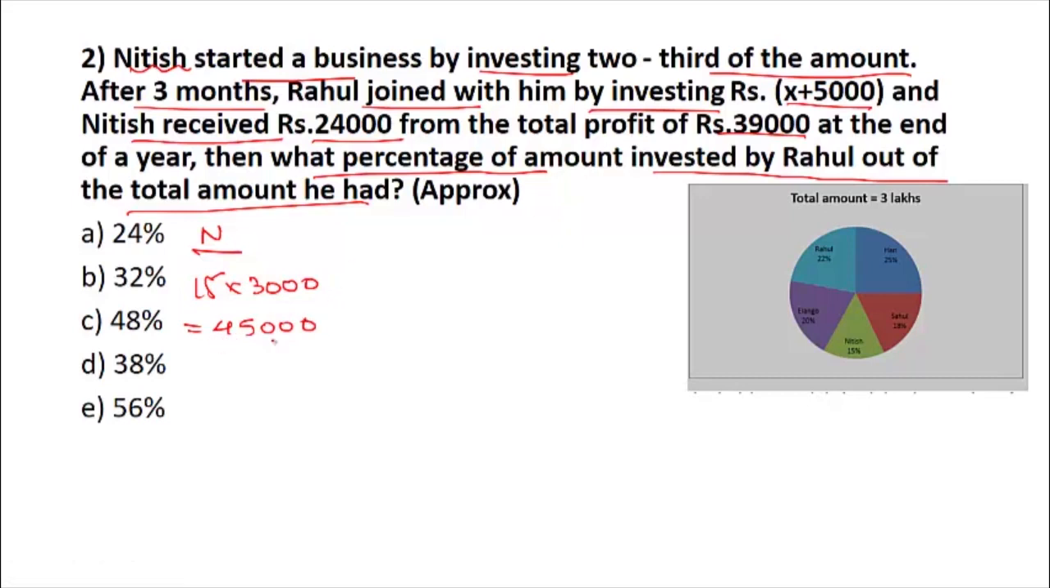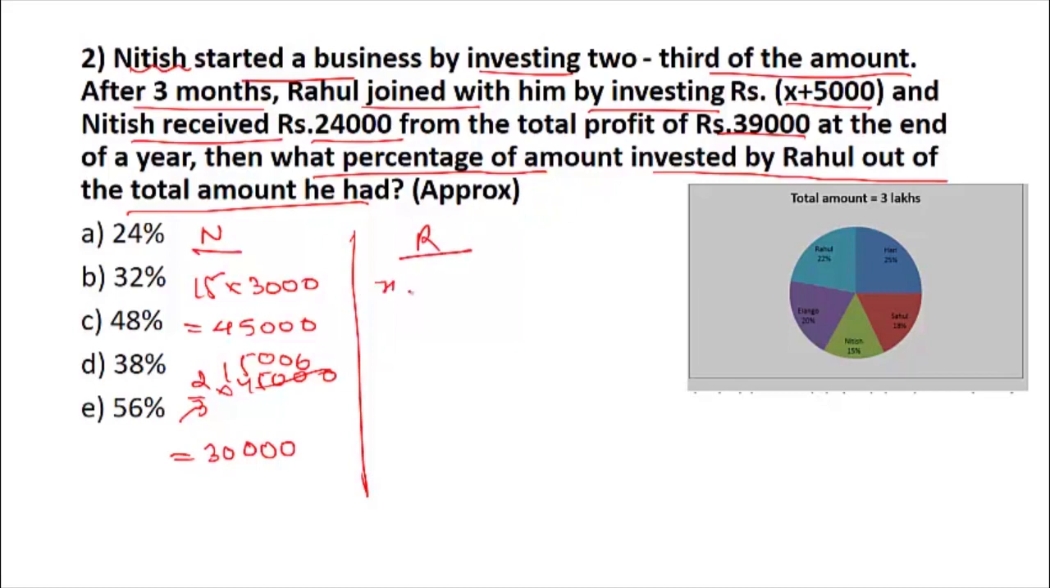Okay, so again he has invested 2/3 of the amount. So 2/3 of 45,000 would be how much? That would be 15,000 times 2, that is 30,000. Okay, so this is the amount invested by Nitish. Now for Rahul, they have given the amount he has invested, X plus 5,000. So what will be the ratio of the profit? If you know, which I have told you, profit is directly proportional to the capital into time period. Okay, so we are going to use this formula.